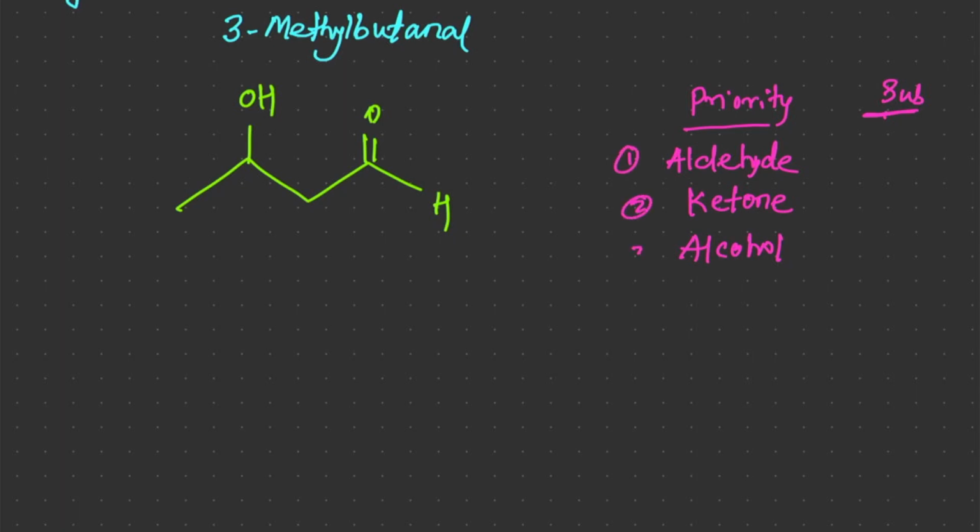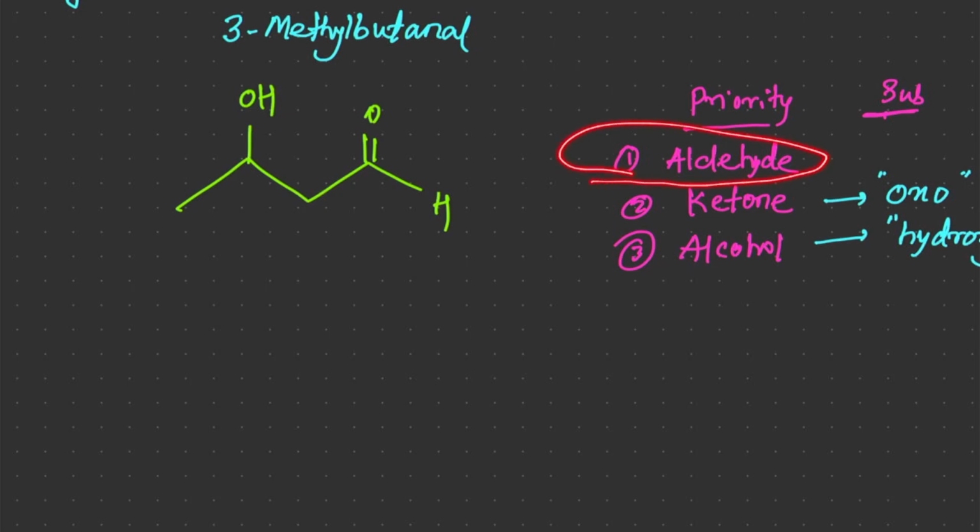So this is 1, 2, 3. And if all of these exist together, aldehyde will serve as the parent and everything else will be a substituent. The substituent name for ketone is called oxo. The substituent name for alcohol is called hydroxy. There is something of higher priority than aldehyde when we talk about carboxylic acid. If there is an aldehyde, the substituent name can also be called oxo. Okay, so let's not worry about this one for now.